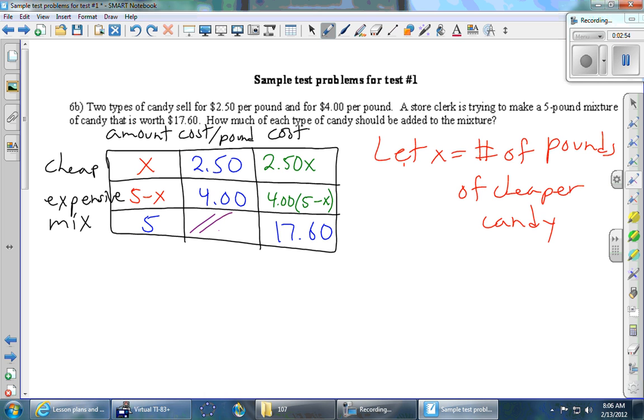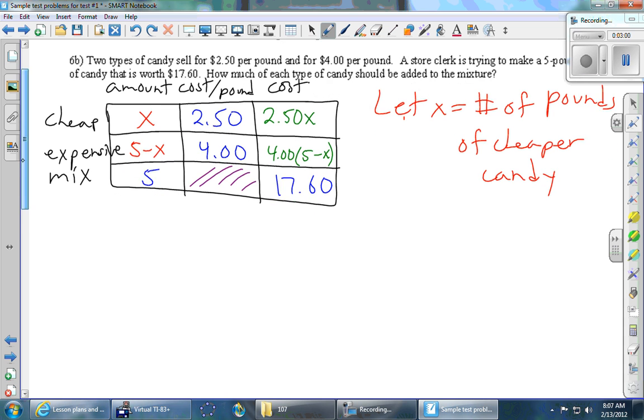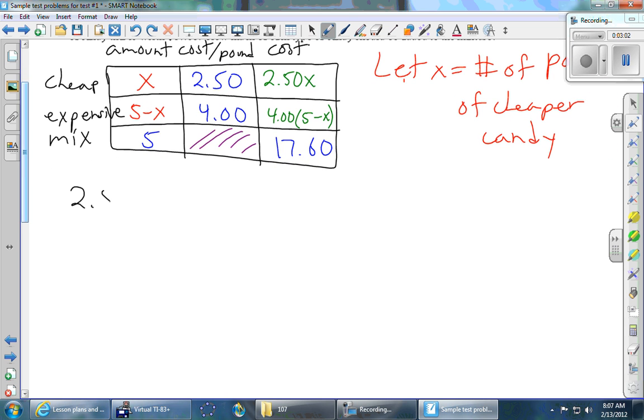I'm going to go ahead and put some lines through here. That one you could calculate, but I don't think we need it. So let's get our equation by adding the last column. 250x plus 4 times 5 minus x equals 1760. We'll distribute the 4.